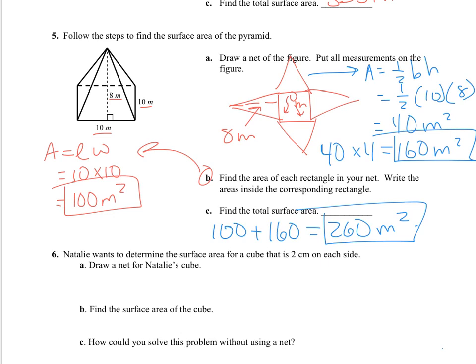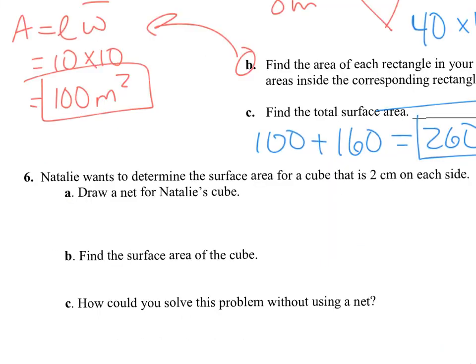All right, number 6. Okay, on number 6, it says Natalie wants to determine the surface area for a cube that is 2 centimeters on each side. So it says draw a net for Natalie's cube. So on a cube, think of a number cube that you would use for a board game of some sort, and there are 6 sides to a cube. So all you have to do is draw 6 squares that are interconnected at some point.